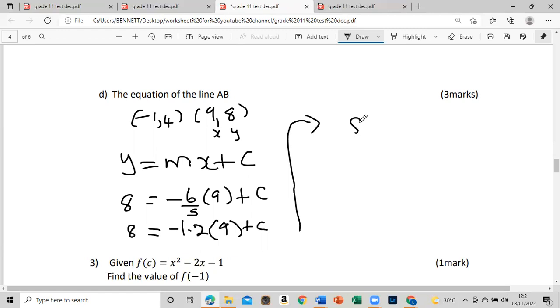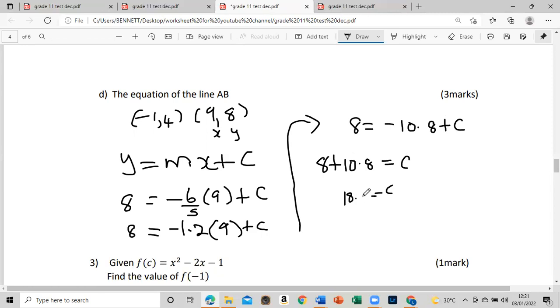So this is equal to negative 10.8 plus C, and then now we add, right? I want to get rid of this negative. So it's 10.8 equal to C, then now C is equal to 10.8.